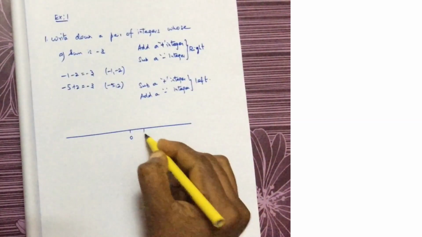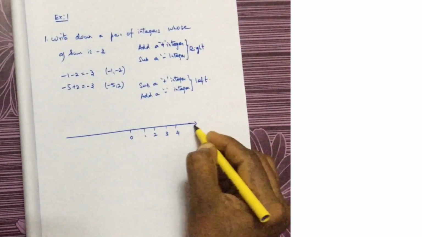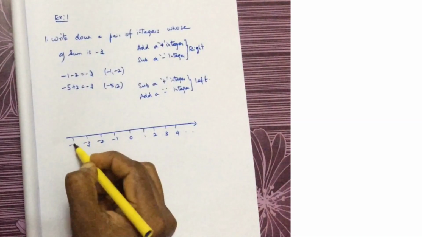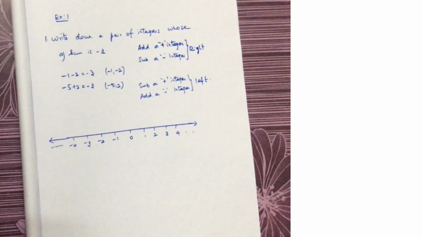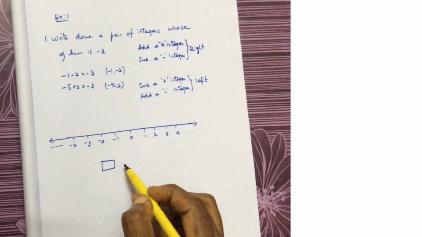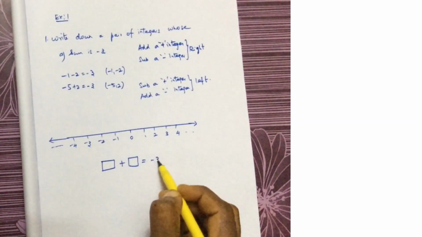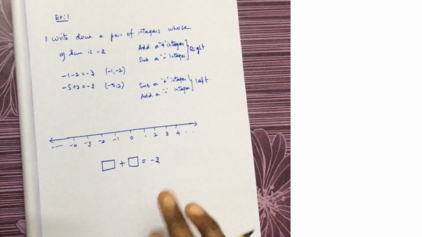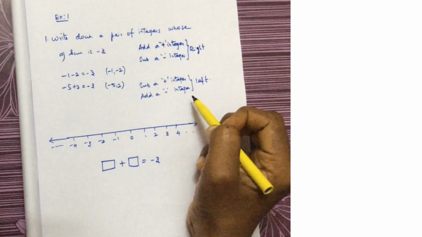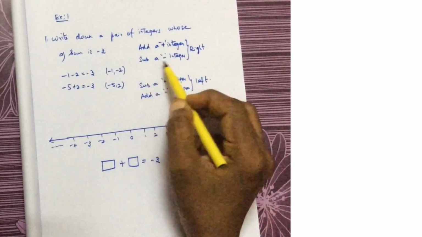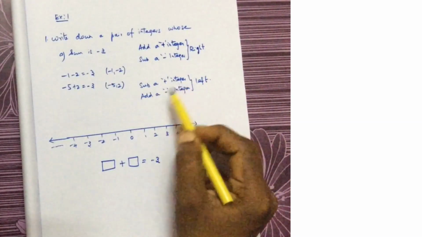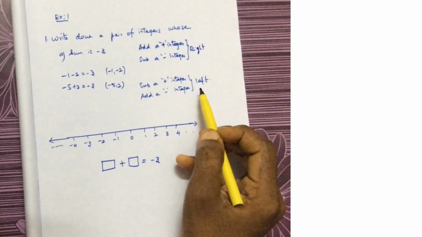Take a number line 0, 1, 2, 3, 4 and it will go on here. Here it is minus 1, minus 2, minus 3, minus 4. Now you see, you have to write a pair of integers whose sum is minus 3. So these 4 things we discussed in last class. Add a positive integer and subtract a negative integer, for both cases you have to move right. Similarly, subtract a positive integer and add a negative integer, you have to move left.